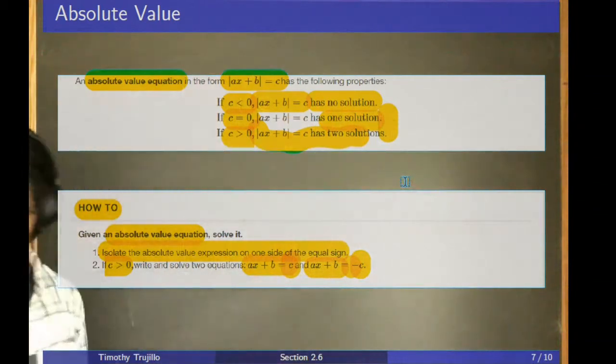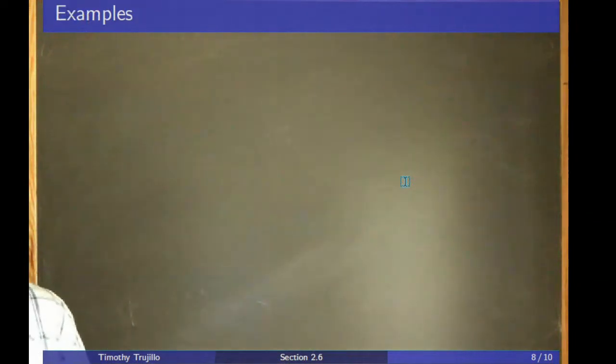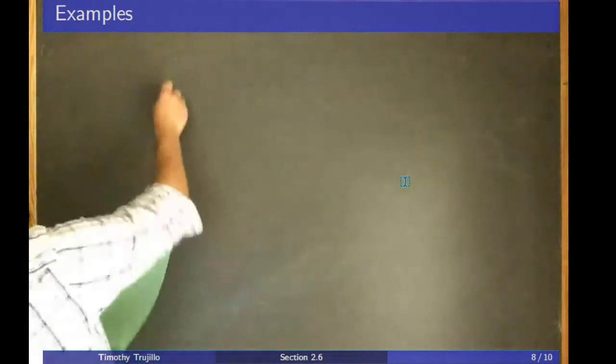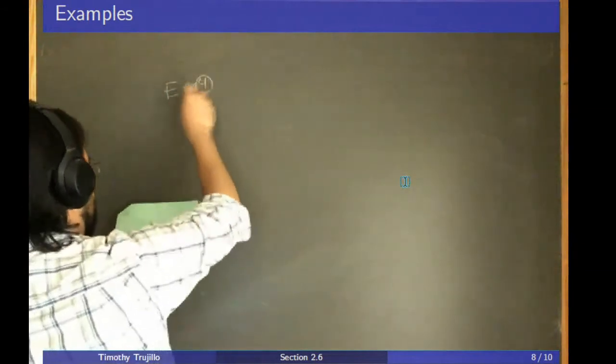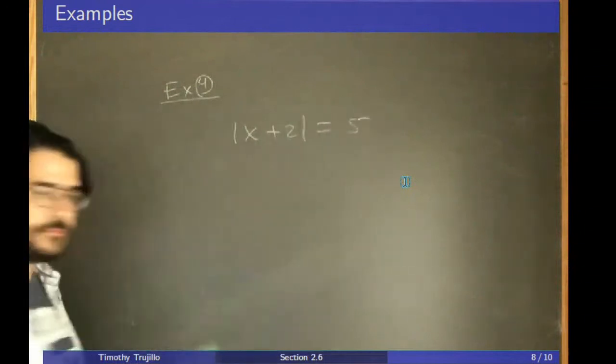So let's do a couple of examples of that. Okay, so this is example number 4. And here we're going to look at the absolute value of x plus 2 is equal to 5.